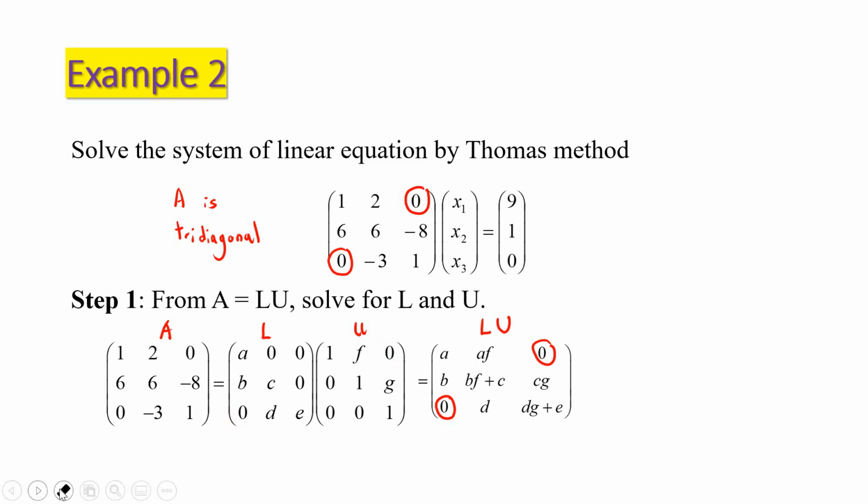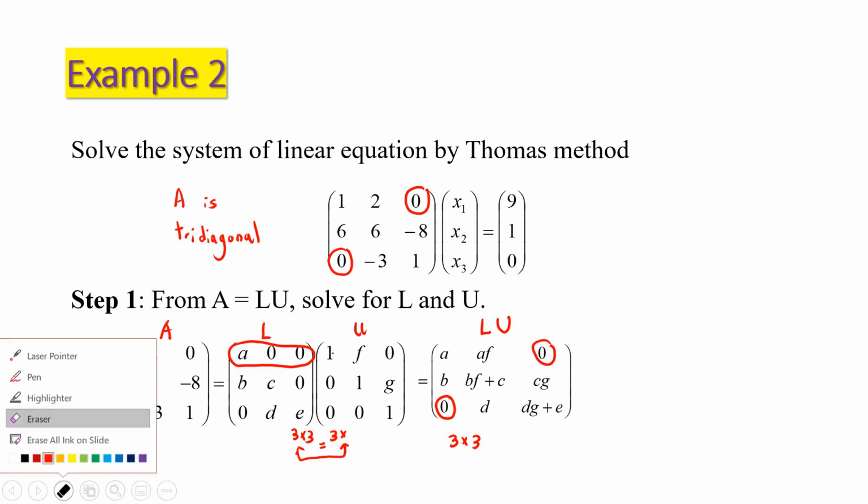First, do the matrix multiplication. L is 3 by 3, U is 3 by 3. The number of columns in L equals the number of rows in U, so these two, L and U, will multiply, and the product is 3 by 3. For matrix multiplication, it's row times column. First row times first column, you get A times 1, 0 times 0, 0 times 0, so it's A.